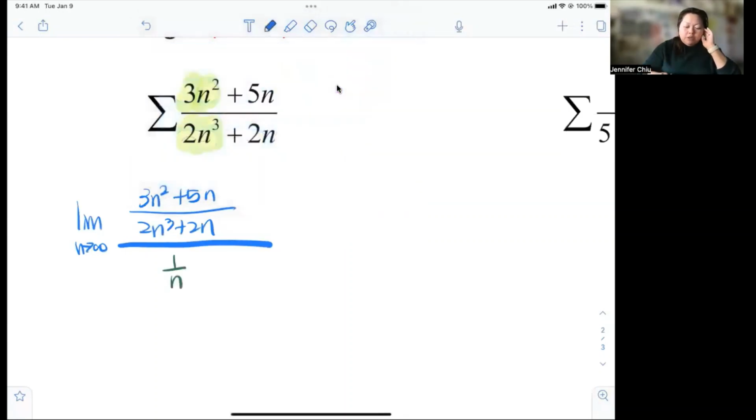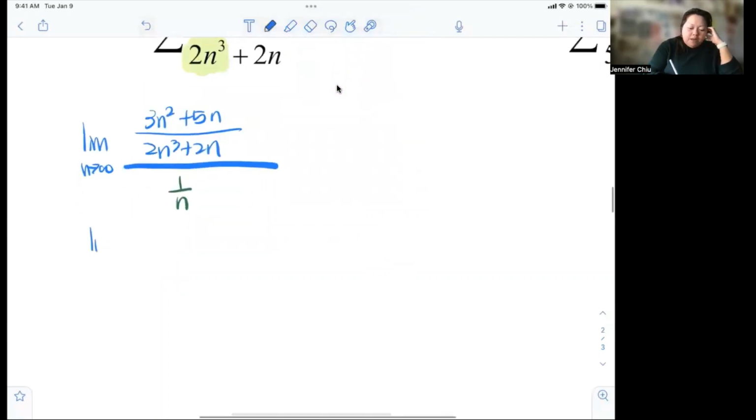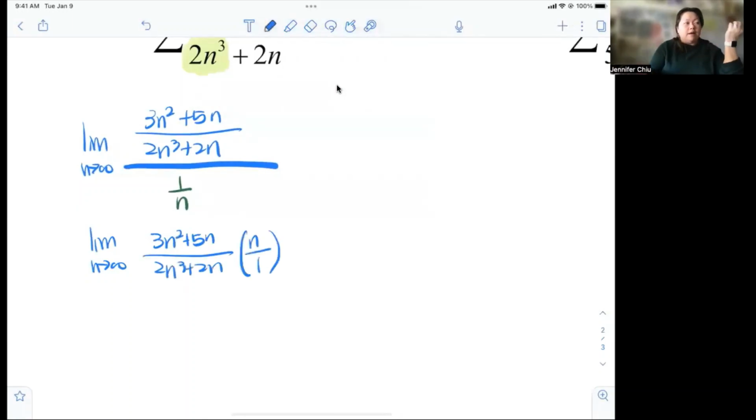And so now what you want to do is, okay, go ahead and clean up. Limit as n approaches infinity of 3n squared plus 5n over 2n cubed plus 2n. And yes, we know we multiply that by n over 1. So now the higher power becomes 3n cubed over 2n cubed. So the limit of this is 3 over 2. Again, I have a limit that's greater than 0. Perfect, I have an answer. That means they will have the same behavior.